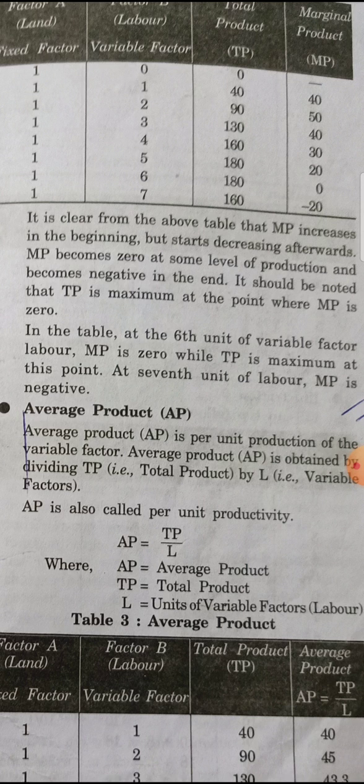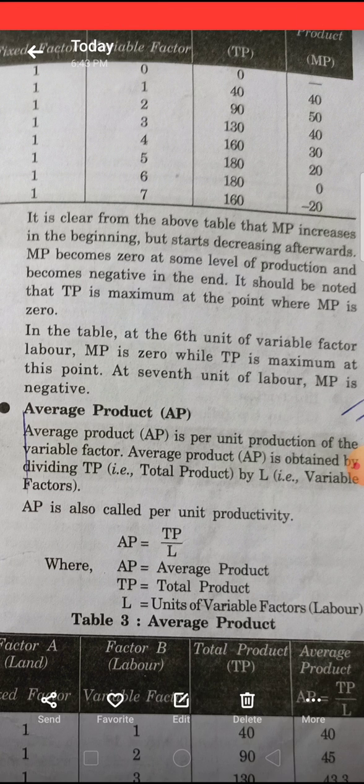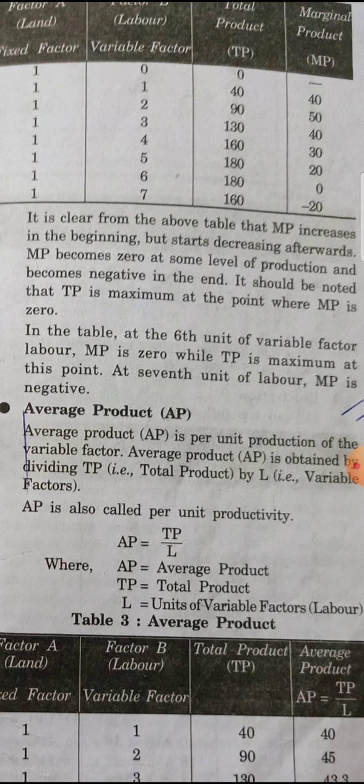If you see the 6th unit, the MP is 0 and we are getting the TP maximum, right, at this point. And if you talk about the 7th unit, at the 7th unit we are getting MP negative, that is minus 20, and the TP is decreasing, that is 160. So after that we will understand what is average product.